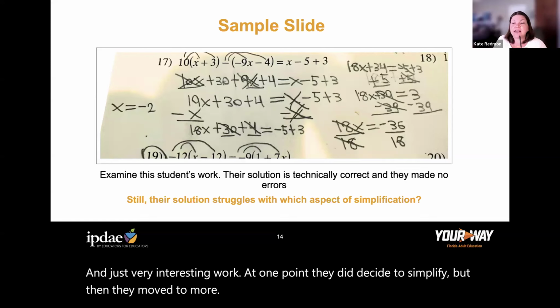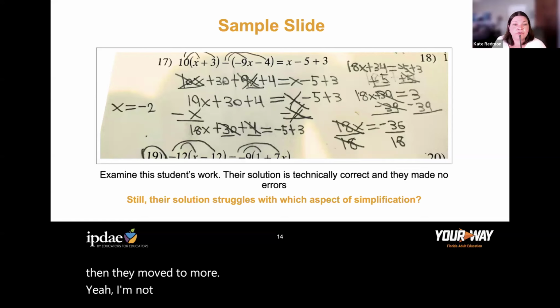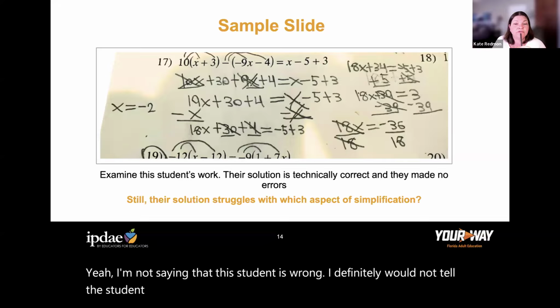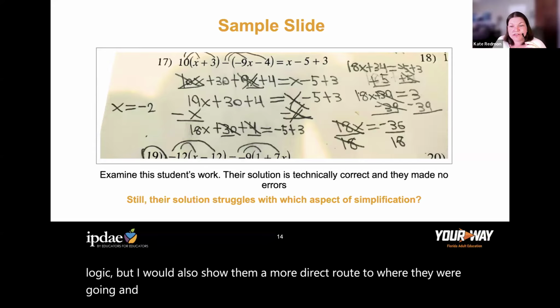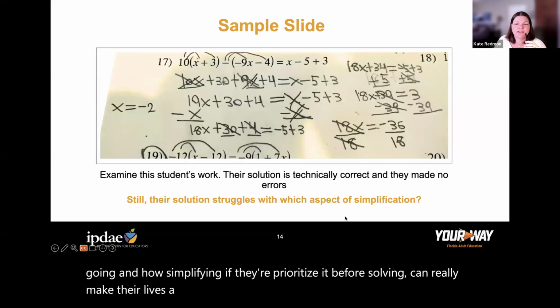Yeah, I'm not saying that this student is wrong. I definitely would not tell this student they were wrong. I would commend this student for their good logic, but I would also show them a more direct route to where they were going and how simplifying, if they prioritize it before solving, can really make their lives a lot easier.